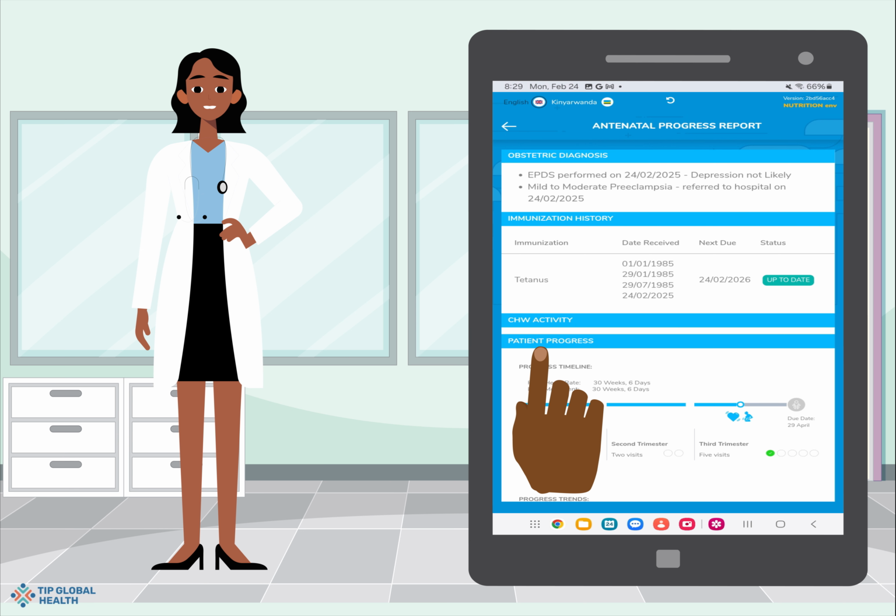Now this second section tells us how many visits she's had. It is recommended to have 8 ANC visits, including 1 in the first trimester, 2 in the second trimester, and 5 in the third trimester.